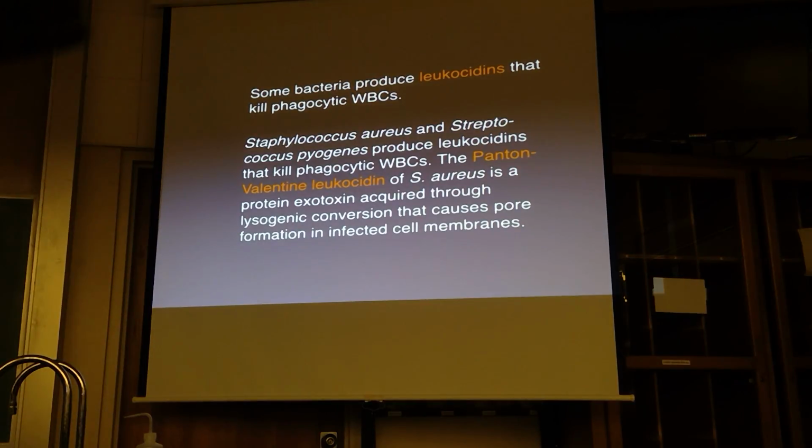So both Staphylococcus aureus and Streptococcus pyogenes can produce these leukocidins. So not only can they avoid phagocytes with their A proteins and M proteins, they can also kill phagocytes. So they produce leukocidins that do this.